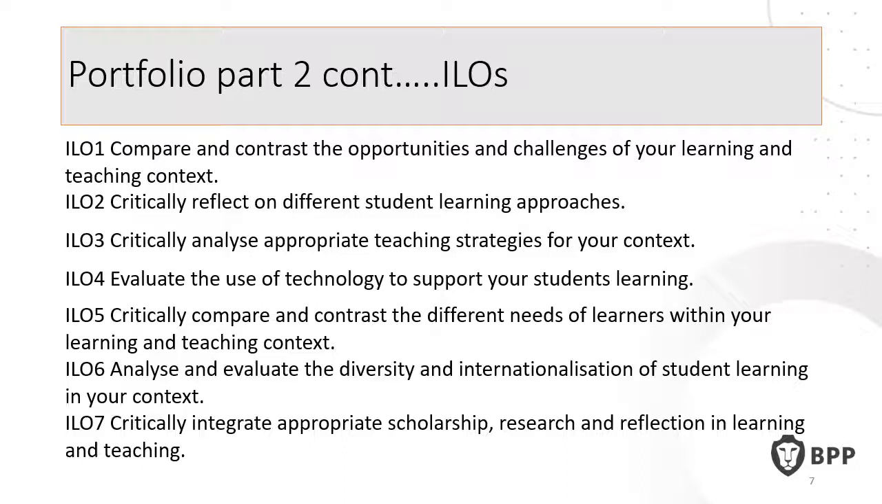Number 6 is to analyse and evaluate diversity and internationalisation of student learning within your context. Diversity here is relating to students with protective characteristics, and so on, and any type of internationalisation where you may have international students, again related to the case study.